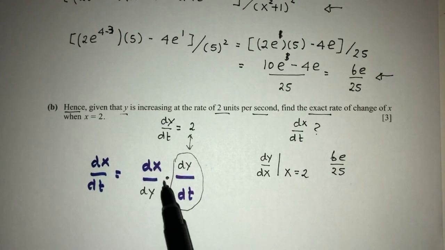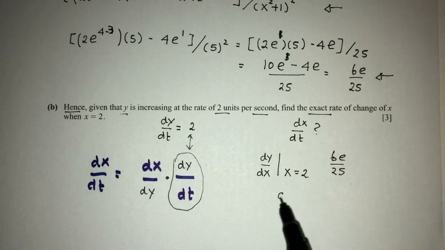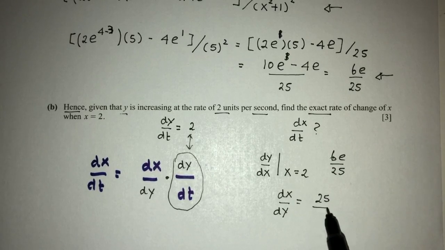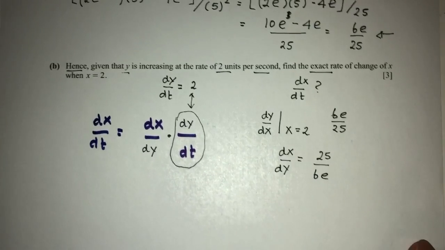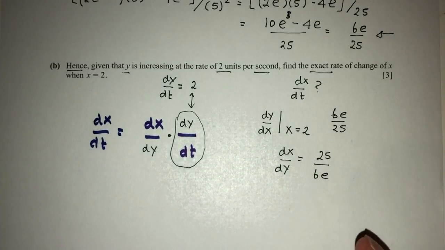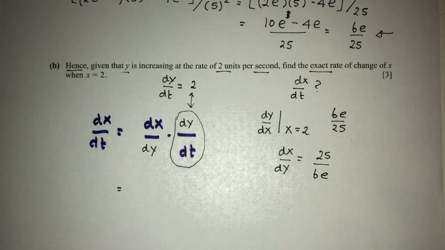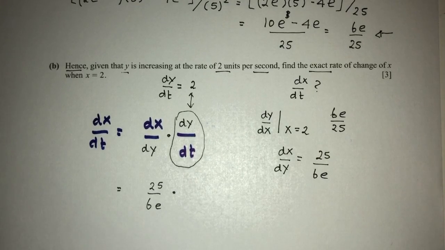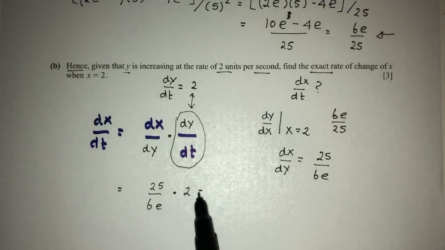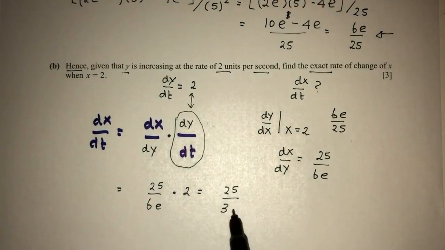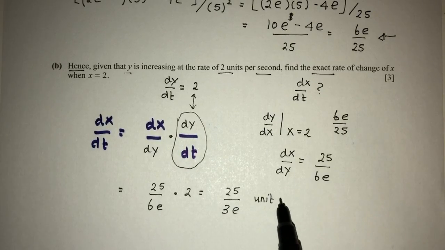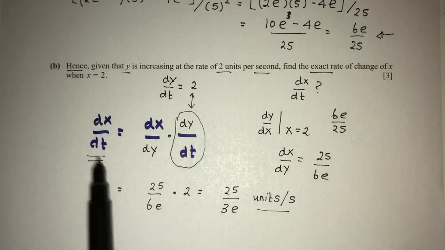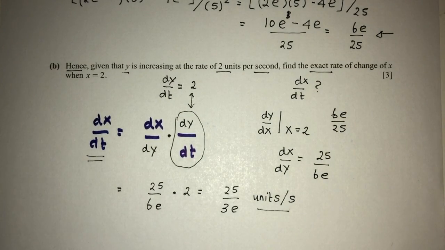But here we need the value of dx by dy, so we have to flip this upside down. From this we conclude that dx by dy is 25 over 6 exponential. Now we know all the values we need, so we just replace back in the main equation. dx by dy will be 25 over 6 exponential multiplied by dy by dt, which is 2. That should be 25 over 3 exponential units per second for the rate of change of x. That will be question number 2.